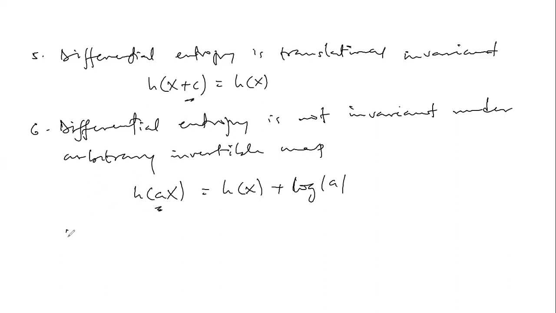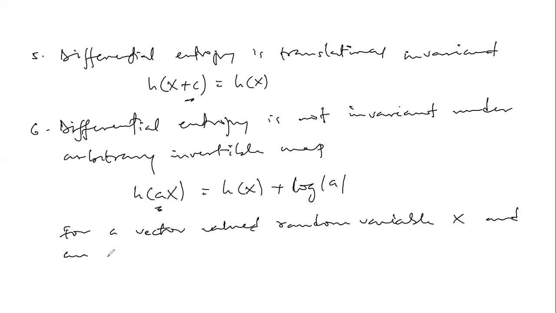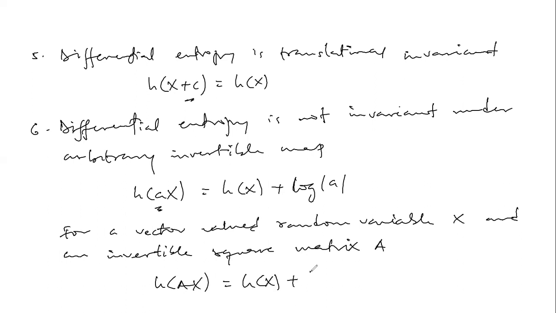So the idea is that for a vector-valued random variable X and an invertible square matrix, say A, then h(AX) will be the same as h(X) plus log of the determinant of A. Okay, so we'll prove all of these things.